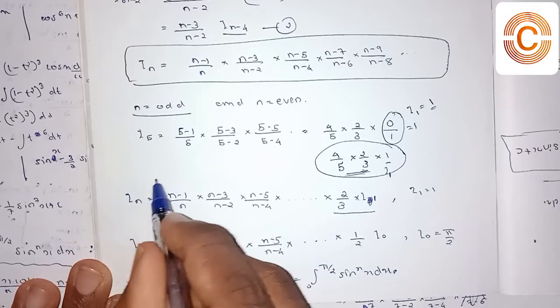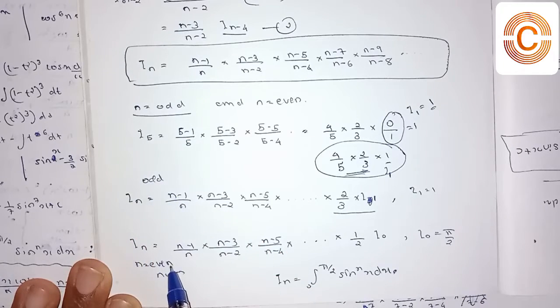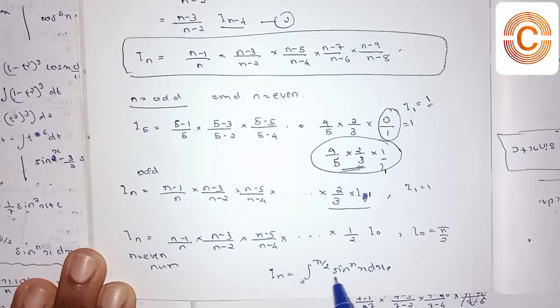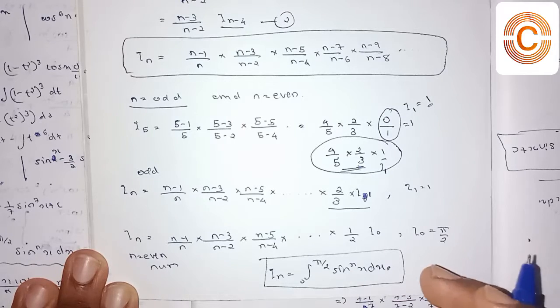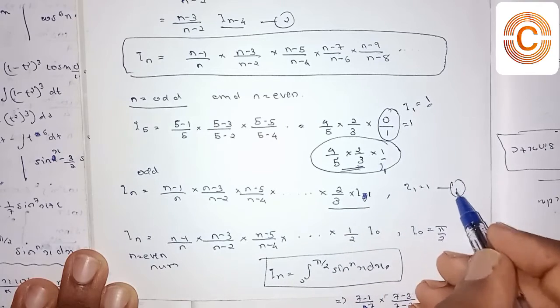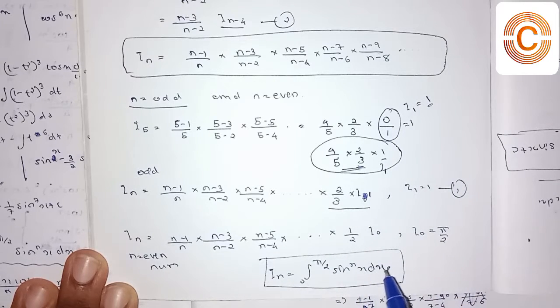So here n is an odd number and here n is an even number. So these are the formulas for when n is odd and when n is even, and we can simply find the solution. We find the formula for the integral from 0 to pi by 2 of sine nx dx, and when a question arises, we only need to check whether n is odd or even. When n is odd, we can use this formula, that is equation number 1, and when n is an even number, we can use the second formula here.